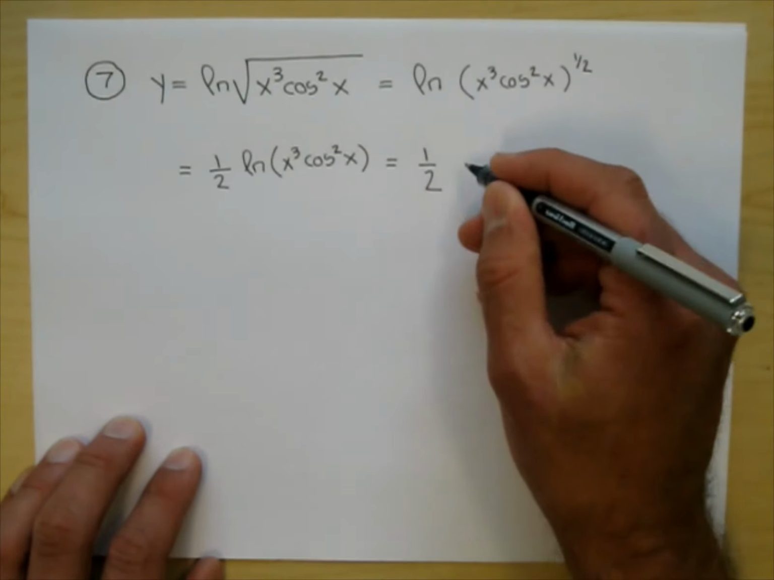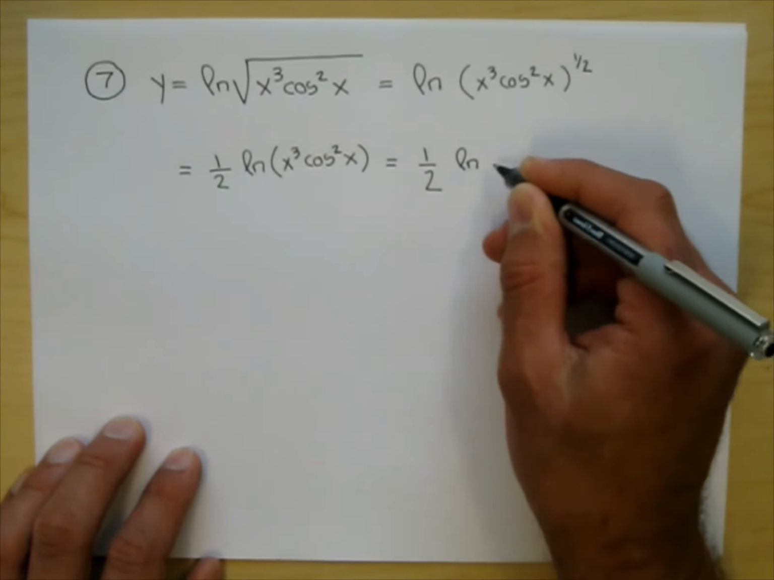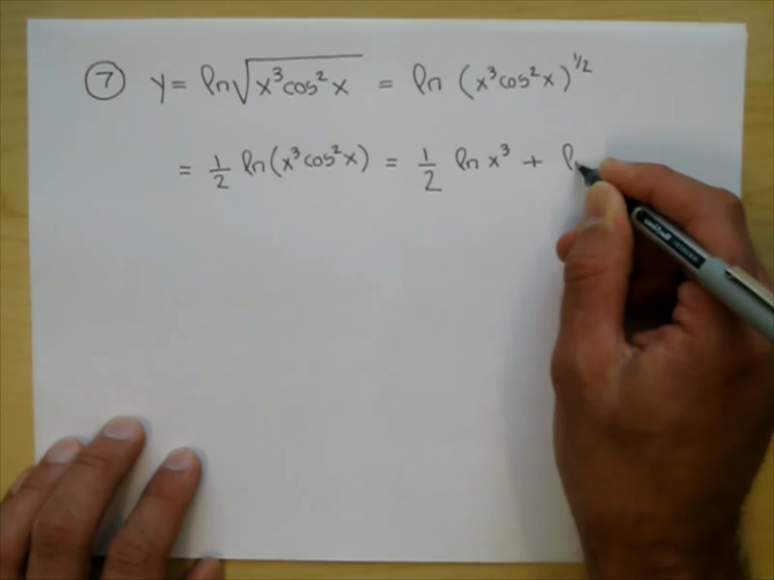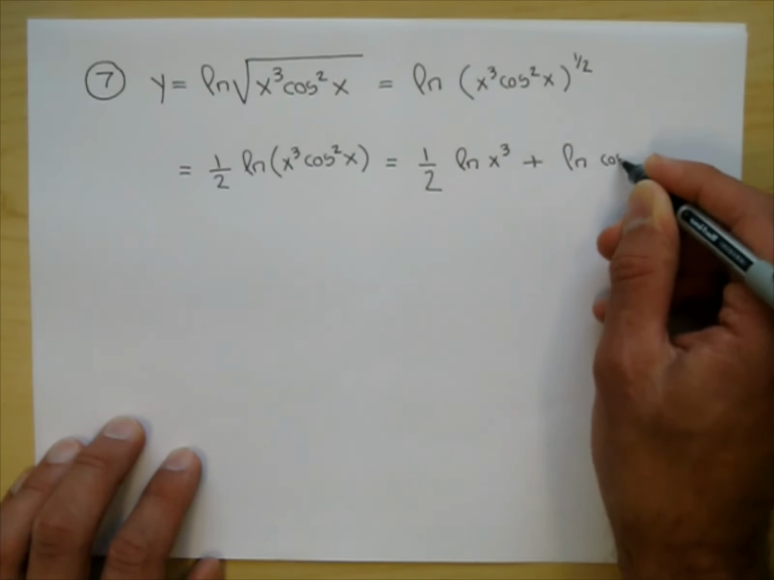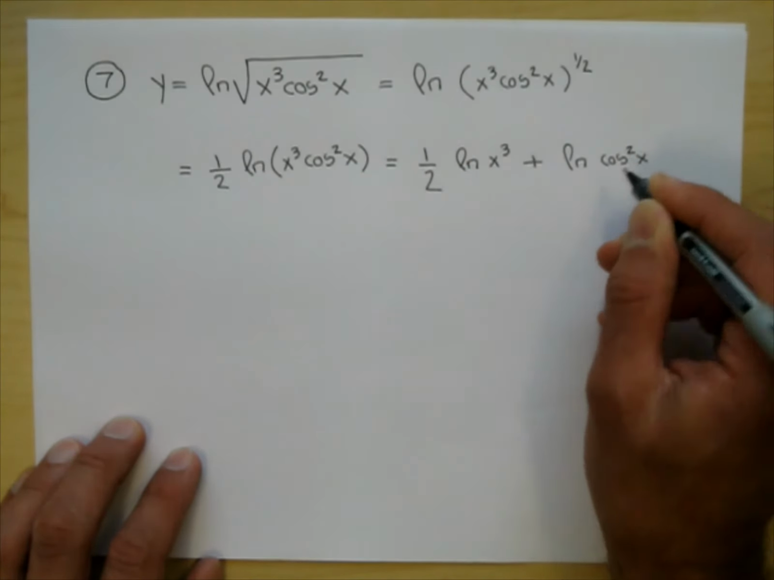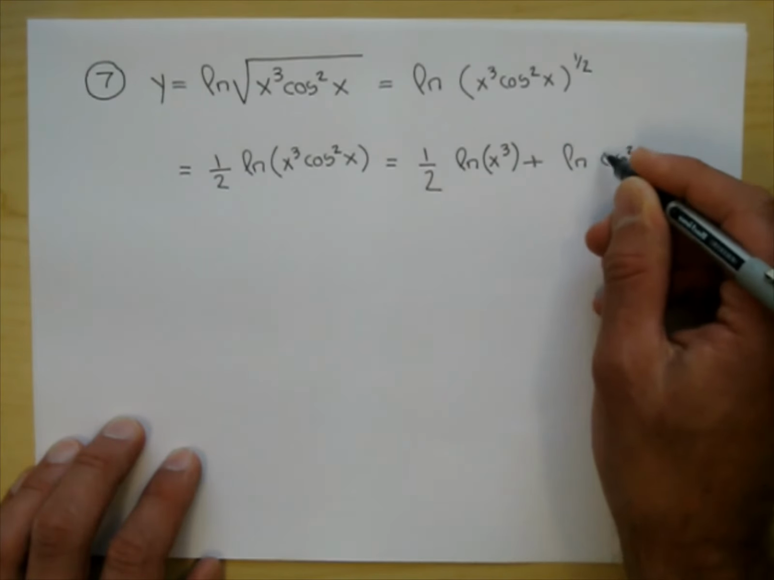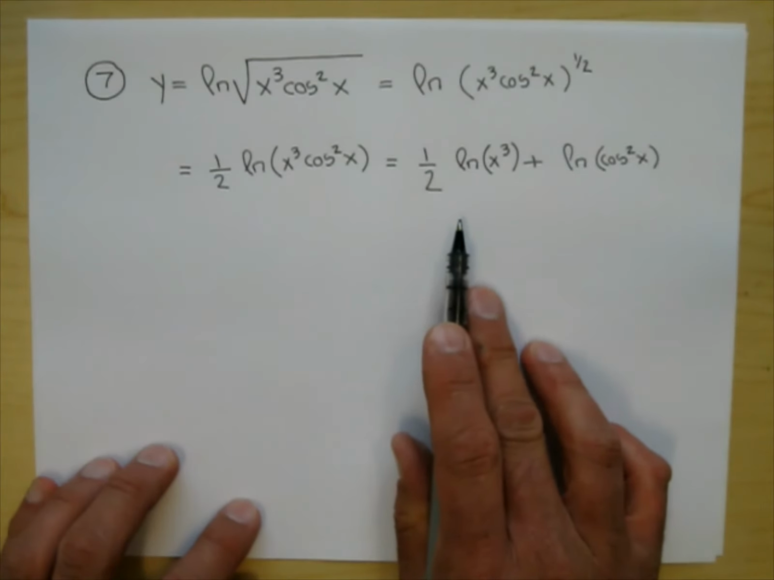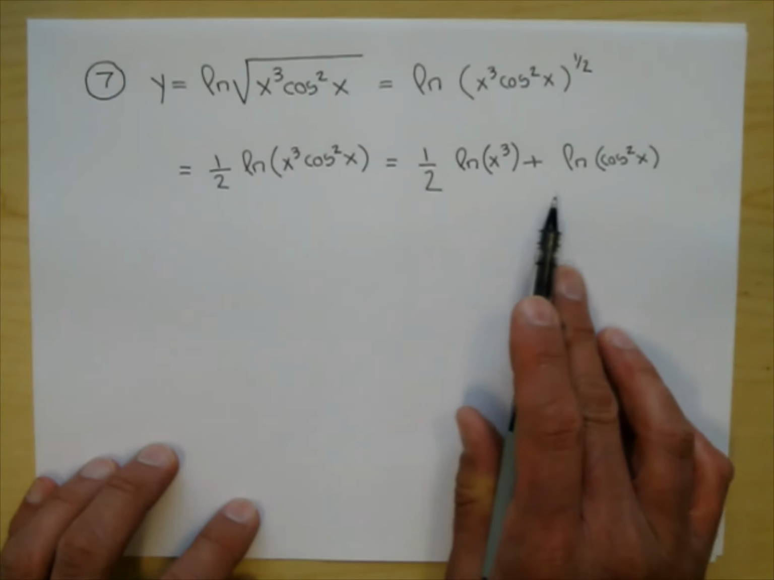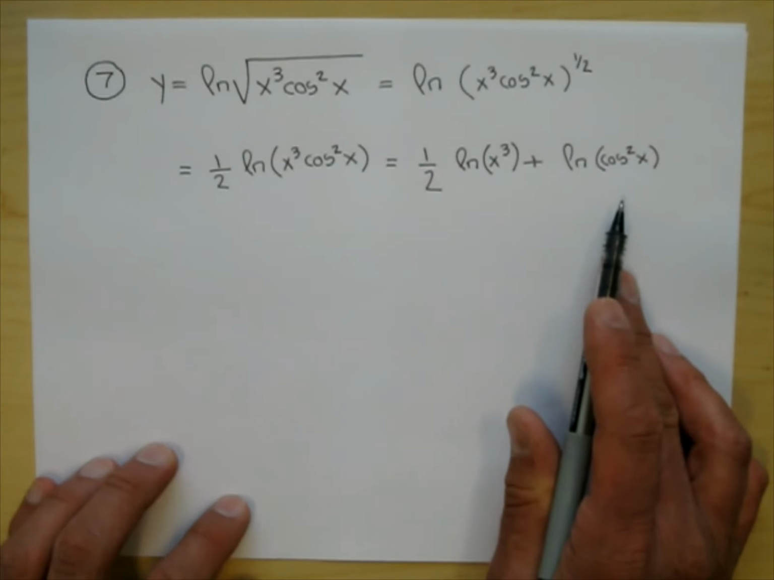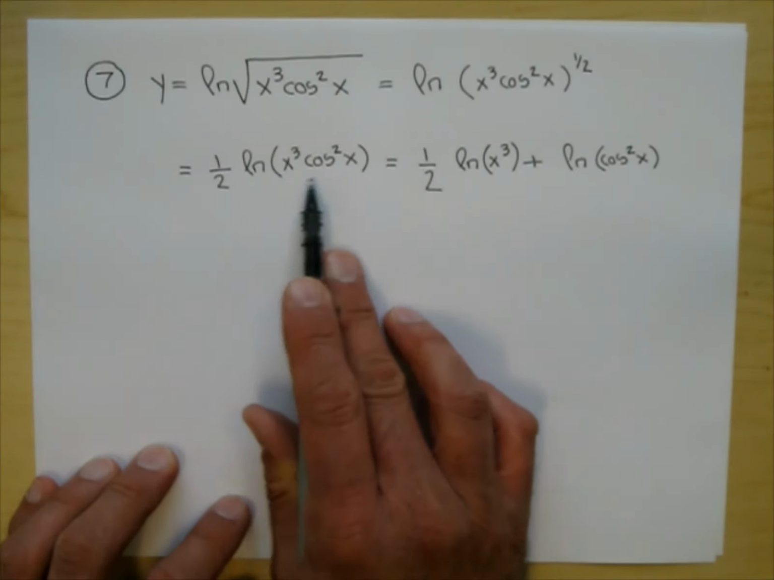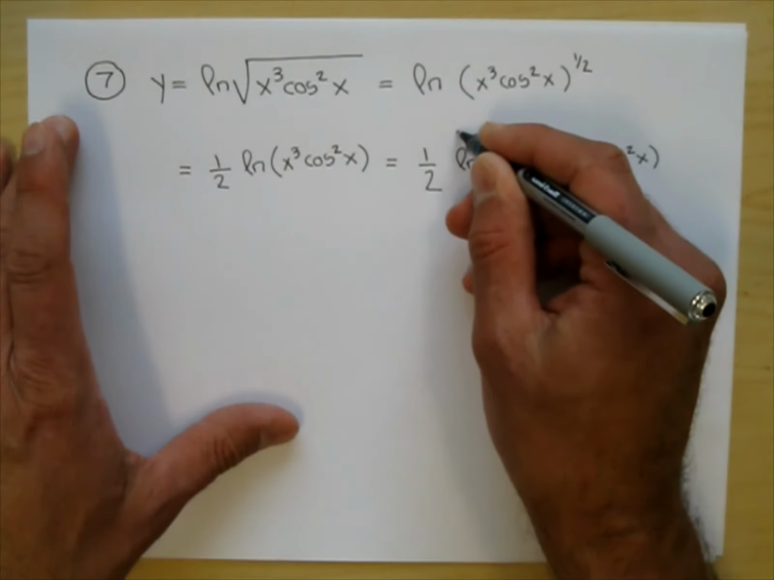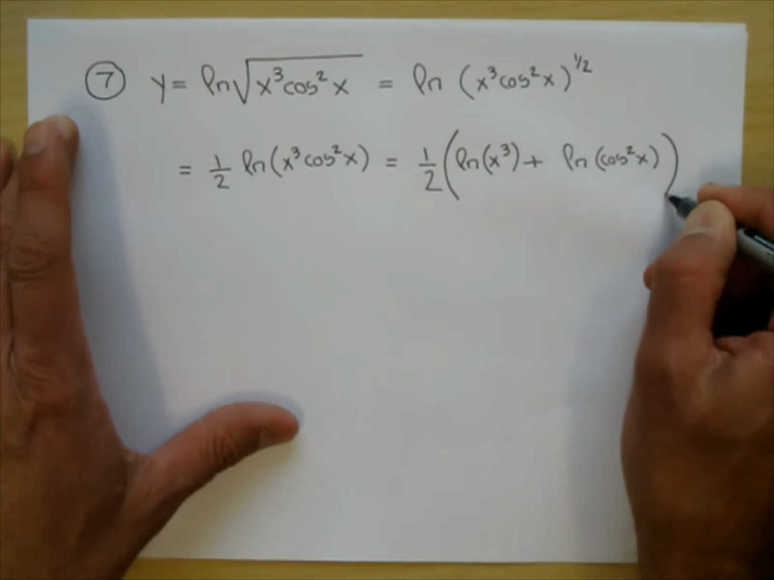So the product rule says ln x cubed plus ln the cosine squared x. And I'll put parentheses around these arguments, even though you don't need that for those arguments. And so I'm going to ask you, what did I do wrong here? Of course, I can't hear your answer because this is a video, but what I did wrong was I replaced this with this. This whole thing is multiplied by 1/2, so you must have parentheses.